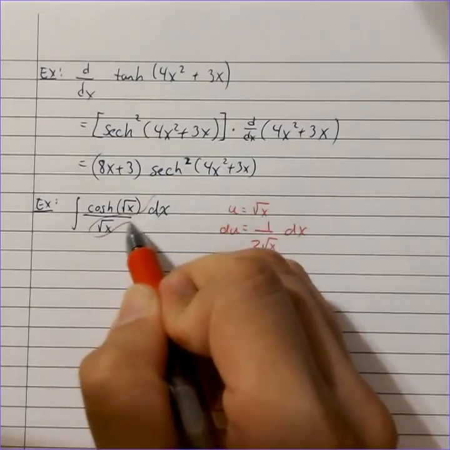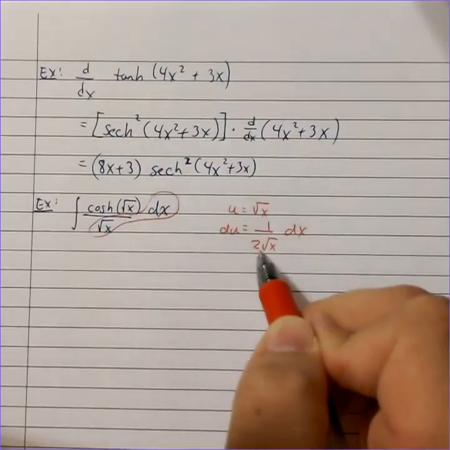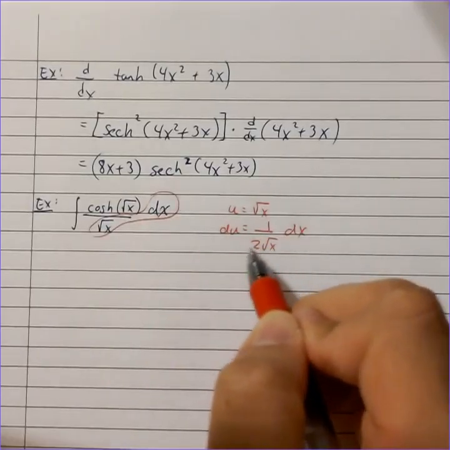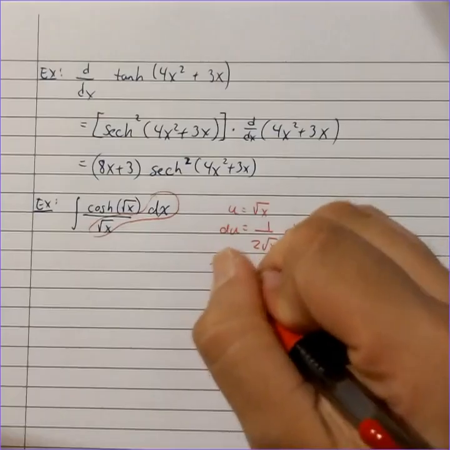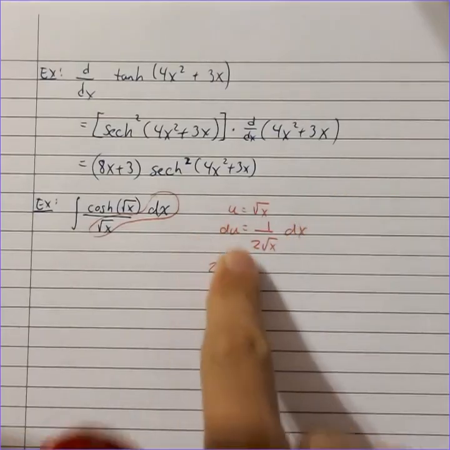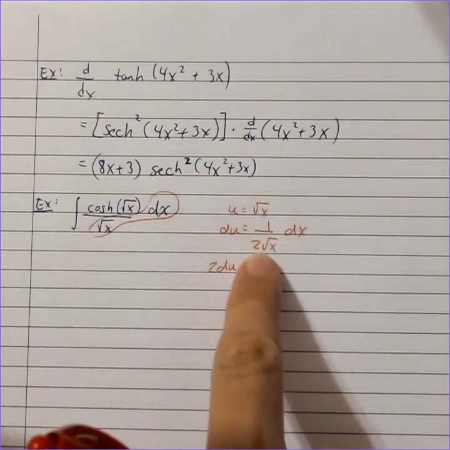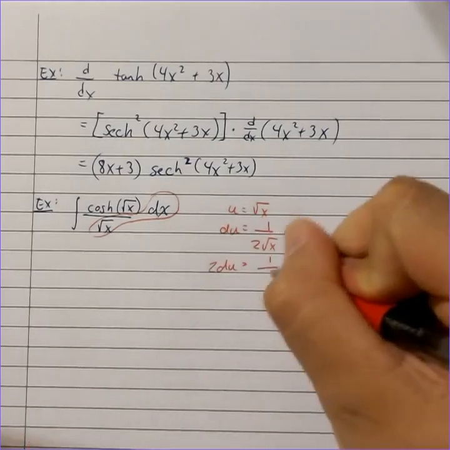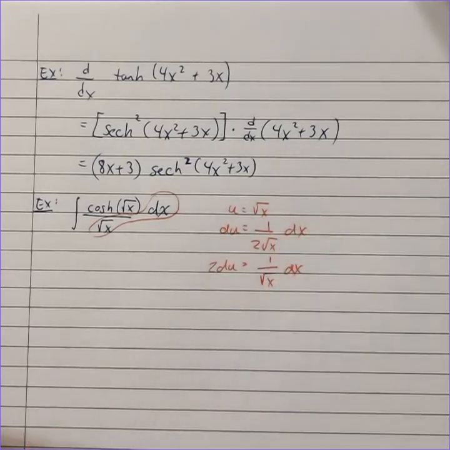Dx over square root of x. Oh, but we don't have that 2. Okay, so multiply both sides by 2. That becomes 2 du, and now here, that 2 goes away, leaving us 1 over root x dx.